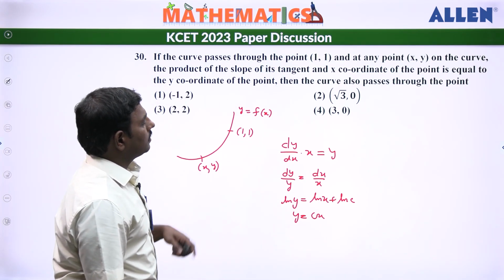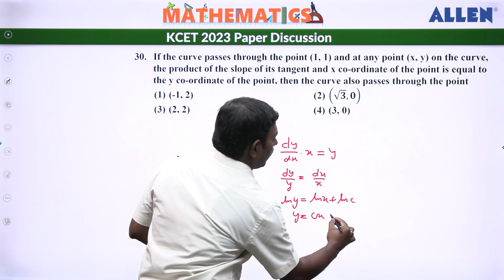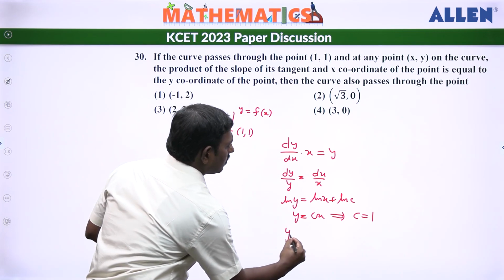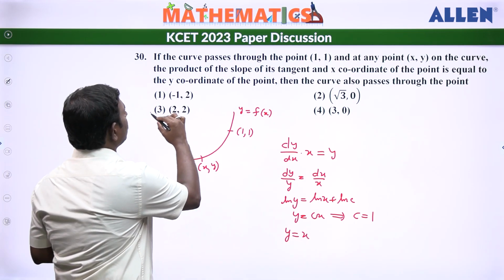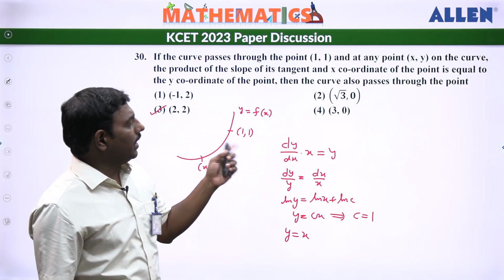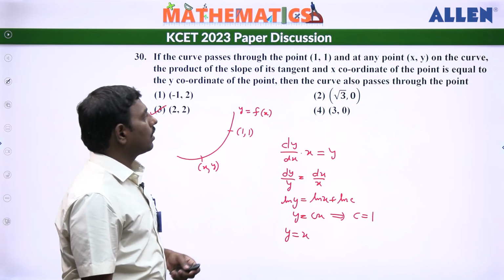Now to find the c value, they have given that the curve is passing through 1, 1. From that we can say c is equal to 1. So then the equation becomes y is equal to x. So y is equal to x is passing through only 2, 2. The question is given, then the curve also passes through the point. So the curve is passing through only 2, 2.